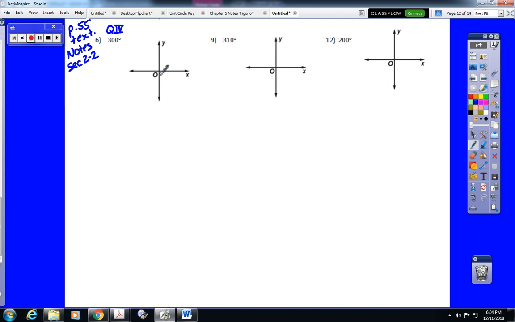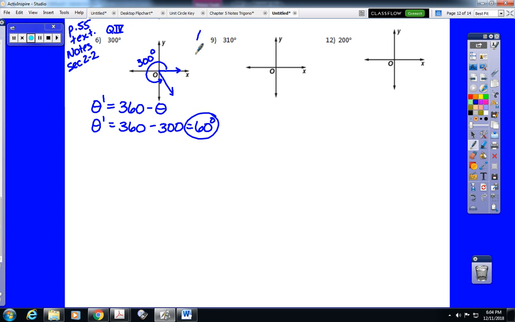Okay, 300 degrees is in quadrant 4. So again, we would show an angle that ends in quadrant 4 and then label it with 300 degrees. In quadrant 4, the reference angle is 360 minus the angle. That's the rule for quadrant 4. So in this case, the reference angle would be 360 minus 300, or 60 degrees.